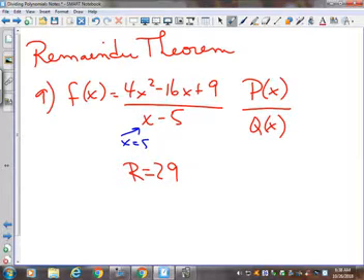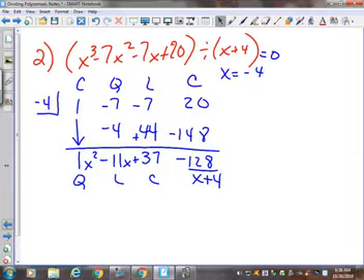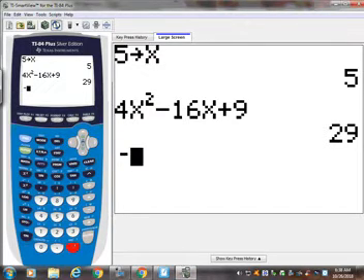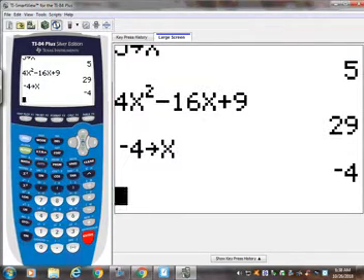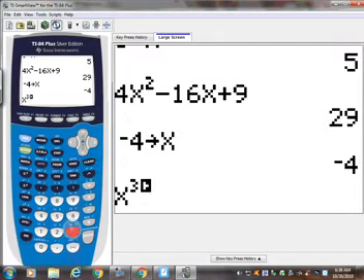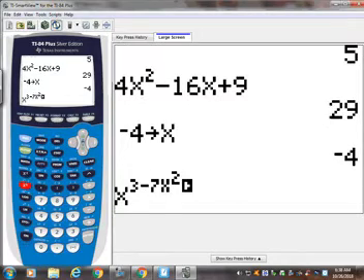So let's use this to go back and check our last problem. In our last problem, the remainder came out negative 128. So let's check and see if that's right. First we have negative 4 store X. Then we got to type the problem. X to the third minus 7x to the second minus 7x.